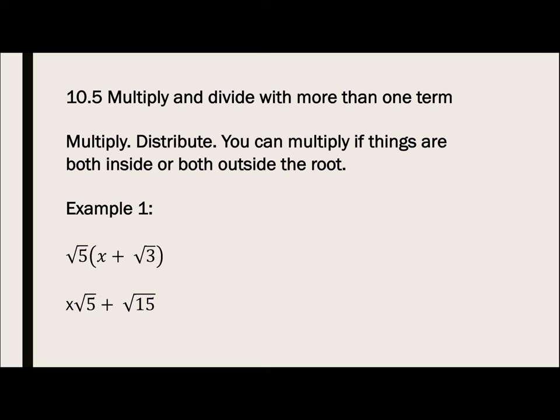Multiply and divide with more than one term. Multiply, distribute. You can multiply if things are both inside or both outside the root. Example 1. The square root of 5 times x plus the square root of 3. The square root of 5 times x is x square root of 5. The square root of 5 times the square root of 3 is the square root of 15, because 5 and 3 are both inside.